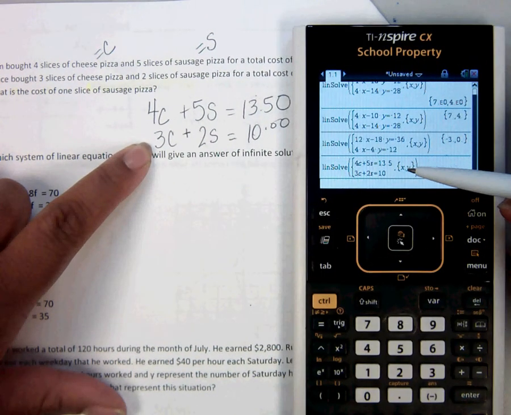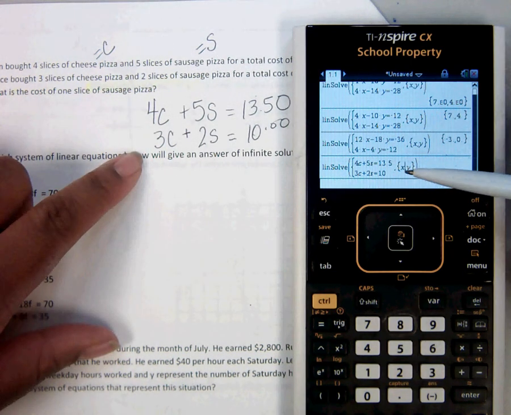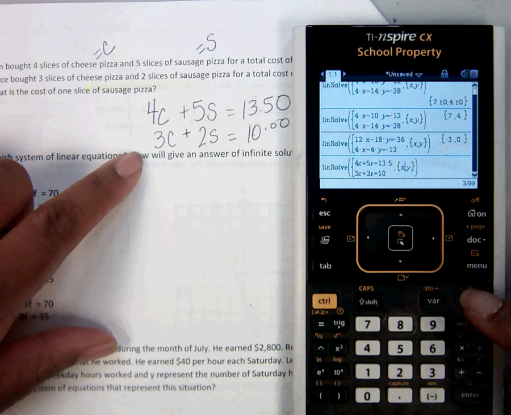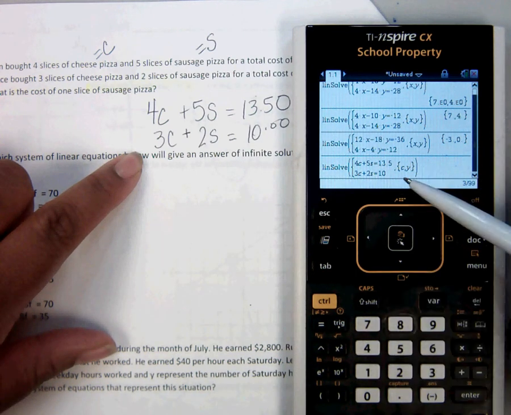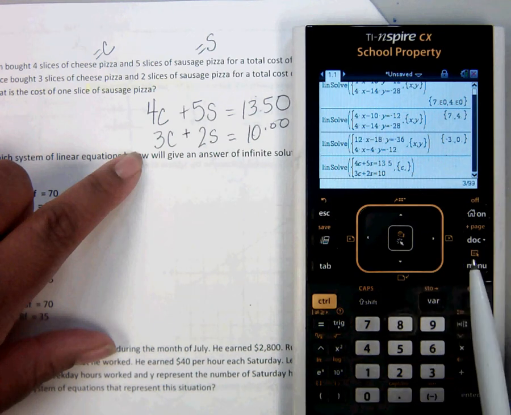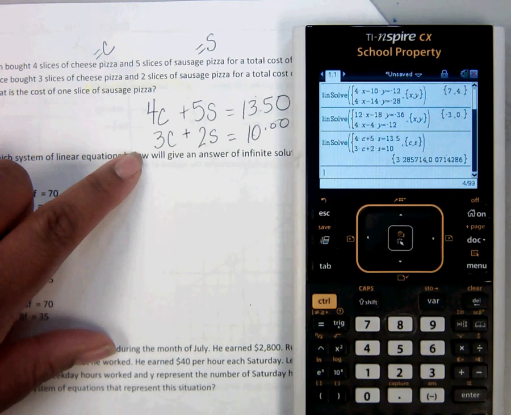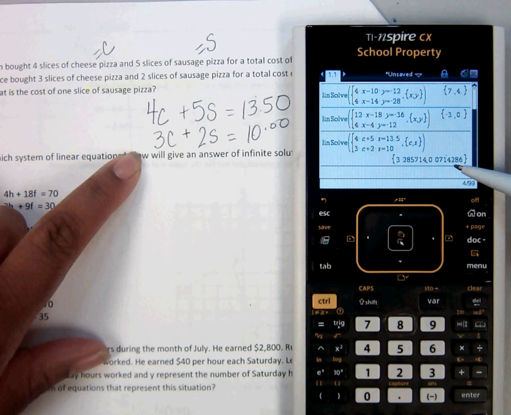We've been using X and Y for so long, or recently, that you might have forgotten to change your X and your Y. So go in and make your X C. Keep the comma between it and make the Y S. Press enter. And we get some ugly looking numbers.